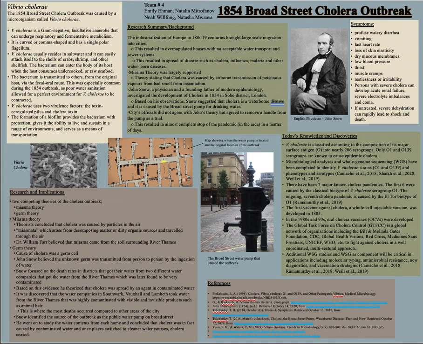Today I'm going to be talking about the 1854 Broad Street cholera outbreak. The outbreak happened during the industrialization of Europe in the 18th to 19th centuries, which brought lots of people into the cities. This resulted in overpopulation with houses that had inadequate water transport and inadequate sewer systems for their sizes. This resulted in the spread of diseases such as cholera, influenza, malaria, and many other waterborne diseases.